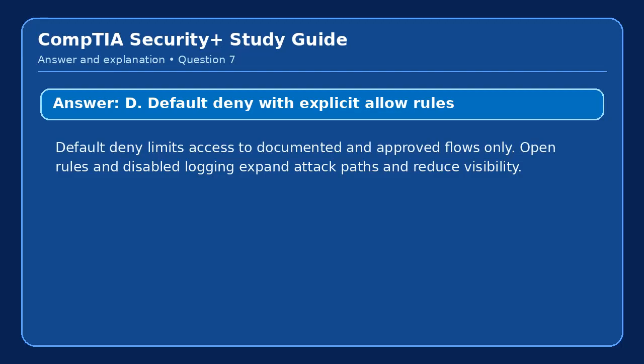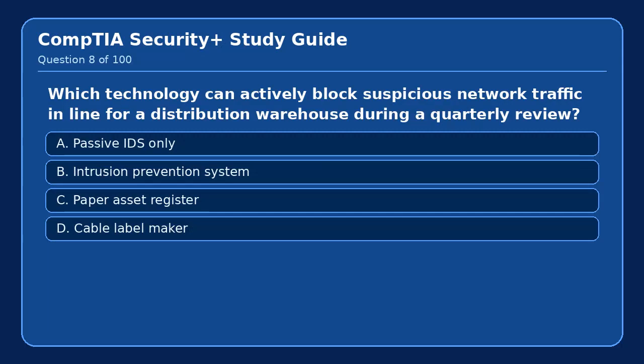Question 8. Which technology can actively block suspicious network traffic in line for a distribution warehouse during a quarterly review? A. Passive IDS only. B. Intrusion prevention system. C. Paper asset register. D. Cable label maker. Take a moment to choose your answer.